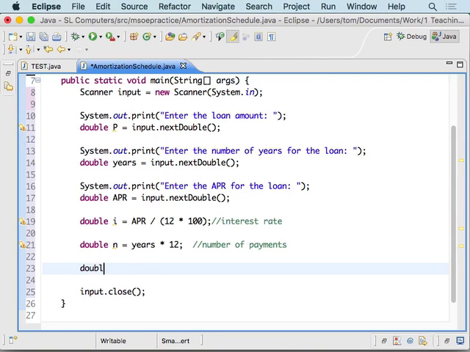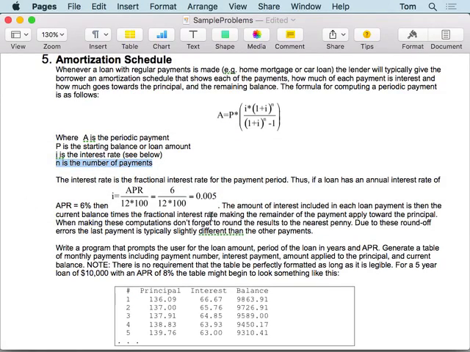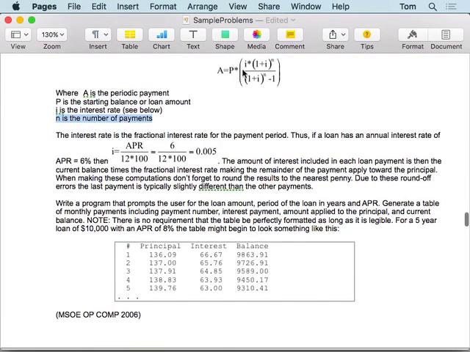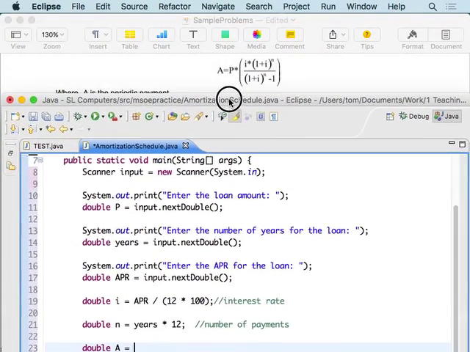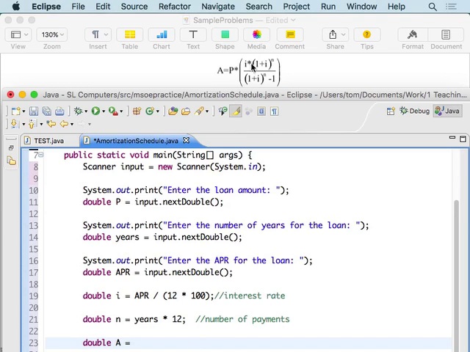Okay? And then the last thing that they said we should figure out is A. Okay? And A is basically the amount that I'm going to pay every month, or that I should be paying every month for me to be in good standing with whatever loan company I have. So that's going to be equal to this formula up here. So I'm just going to pull this down so I can see the formula up here and write the result of it down here.